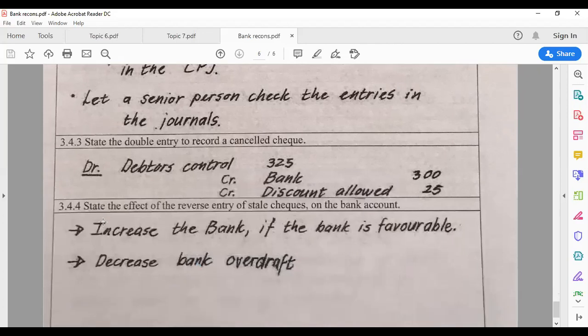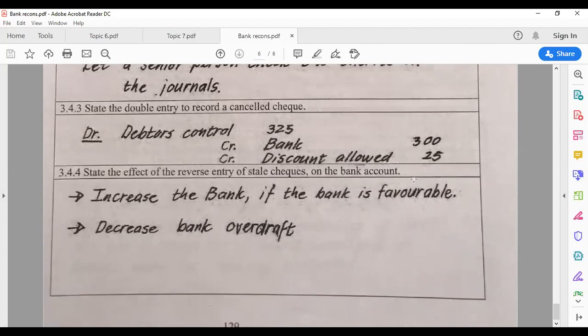State the double entry to record the cancelled check. Okay, so obviously it was 25 Rand allowed because he came to pay his full debt. So we're just reversing it. We're adding this. Okay, we're deducting that. So this is easy. I'm not going to go into too much detail. State the effect of the reverse entry for the invalid check on the bank account. You increase the bank if the bank is favorable, and you decrease the bank overdraft. So depending on what your bank account balance is, you will increase it or you will decrease it.